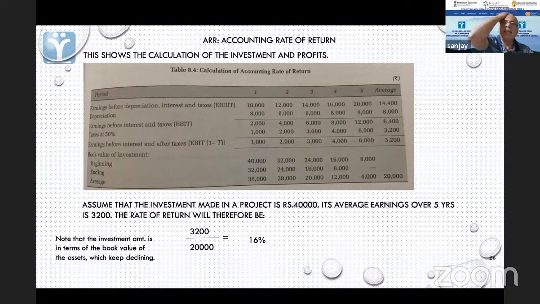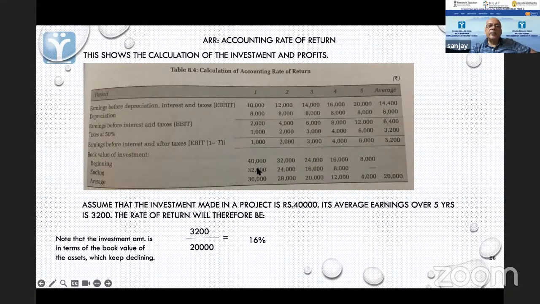And it's like keeping that 50,000 aside because a time will come when I will have to replace that car or a machine. So in this particular case, the depreciation was 8,000 every year. So the profit before interest and taxes, but after depreciation, was 2,000 in the first year, 4,000 in the second year, 6,000 in the third year, 8,000 in the fourth year, 12,000 in the fifth year. The average was 6,400. Now, when I reduce the taxes, the profit after tax that I get is 1,000 in the first year, 2,000 in the second year, 3,000 in the third year, 4,000 in the fourth year, and 6,000 in the fifth year. And this is how you get this average income of 3,200.